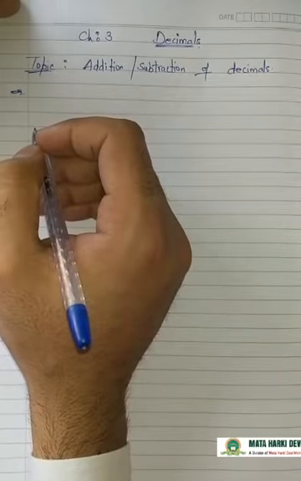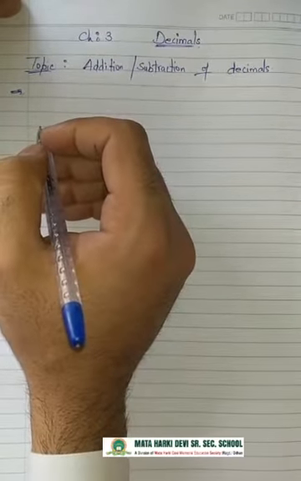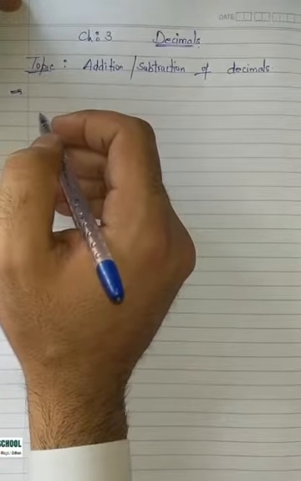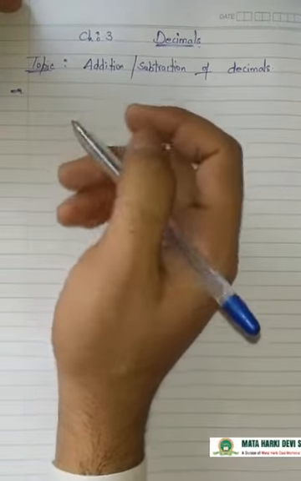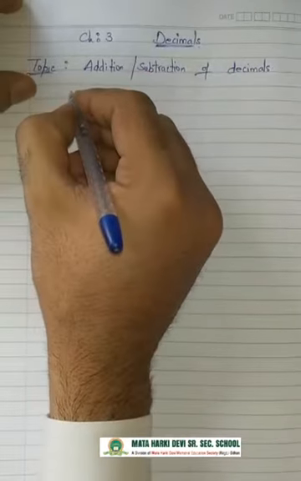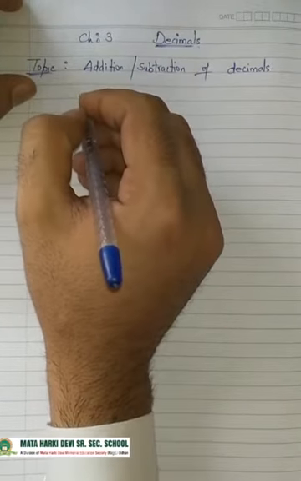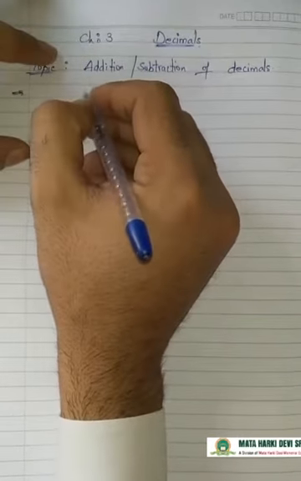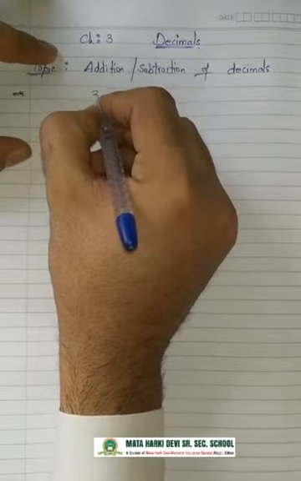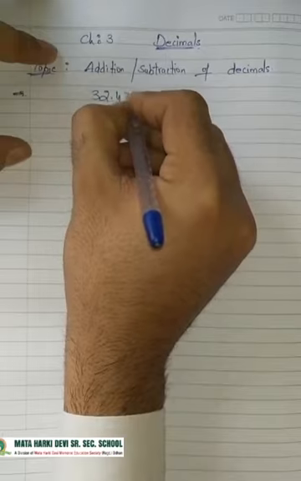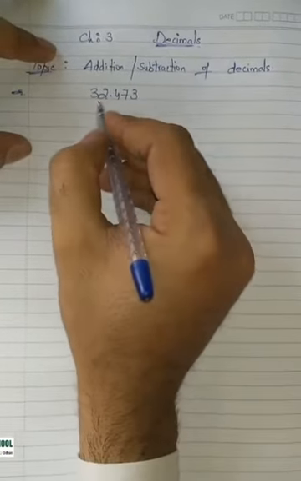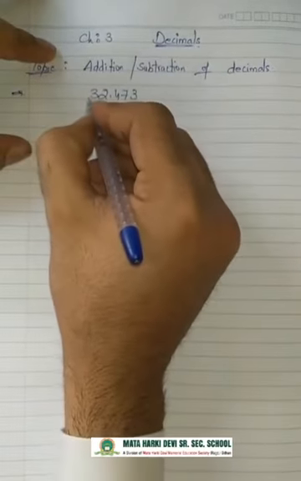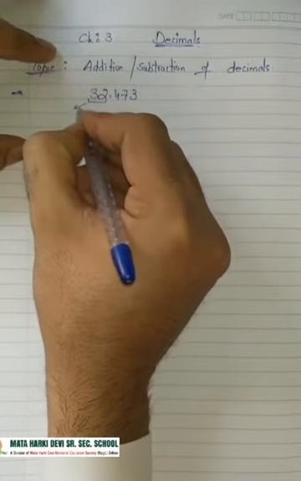Hello students, today we are going to start our third chapter, that is decimal, and our topic today is addition and subtraction of decimal. So what is decimal? Decimal consists of two parts, whole part and a decimal part. For example, I have a number 32.473. So it is divided into two parts.